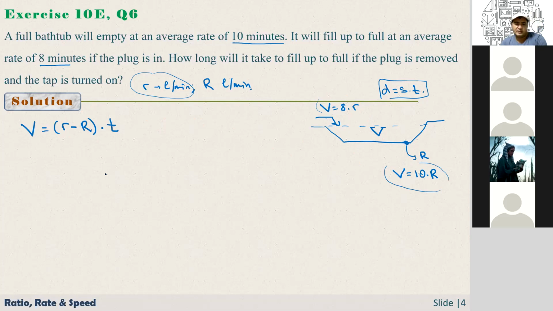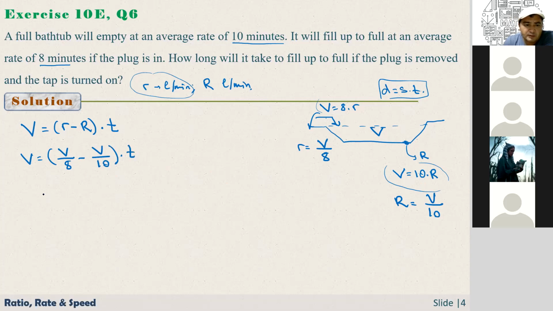That is our equation. Now, from this equation, what is lowercase r? Lowercase r is V over 8. And how about here, capital R equals capital V over 10. Now, if you substitute here, lowercase r is V over 8 minus uppercase R, that is V over 10, times T, right? And V is a common factor. V equals V times (1 over 8 minus 1 over 10) times T. Common denominator is 40. So (5 minus 4) over 40, and here we have T.